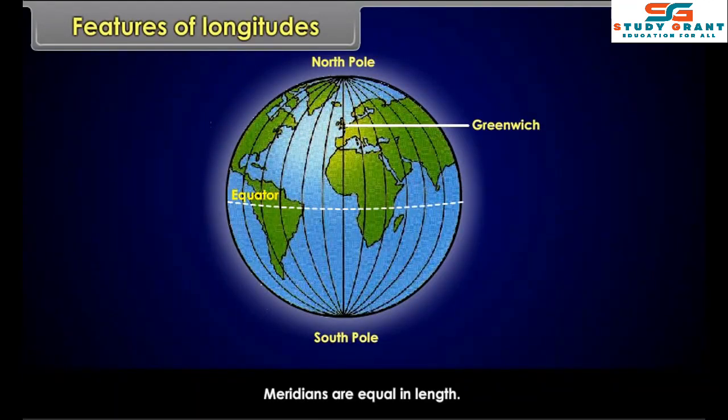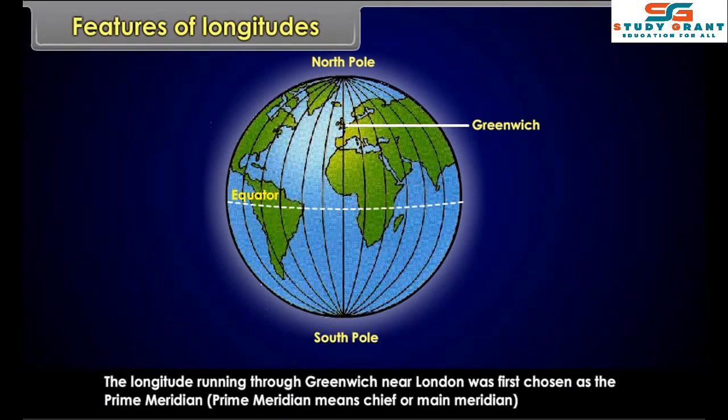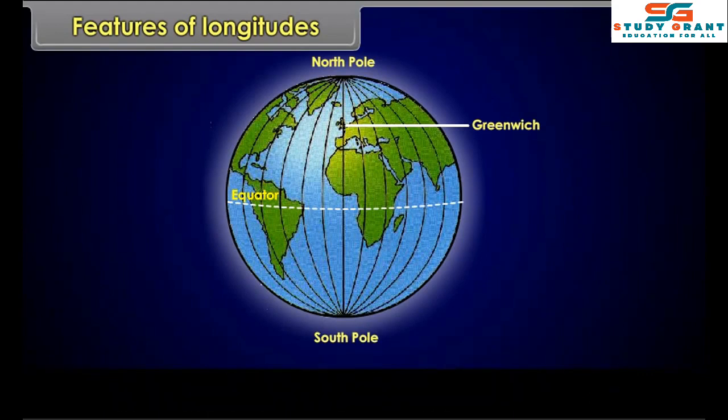Longitudes. Angular distance from the prime meridian is termed as longitude. Lines joining the North Pole and the South Pole are called the lines of longitude. They are also called meridians because noon occurs at the same time at places located on a line of longitude.